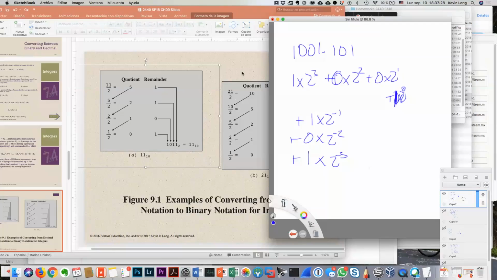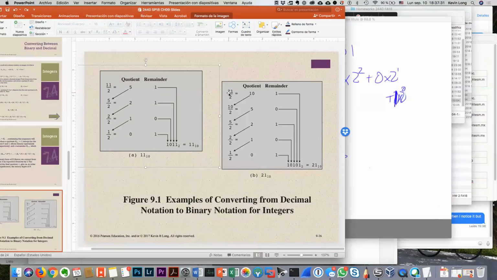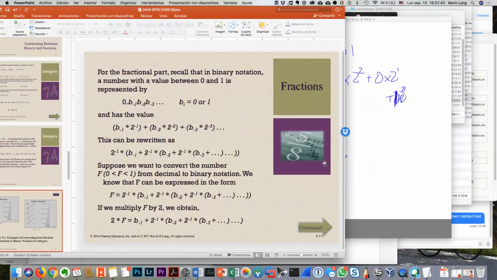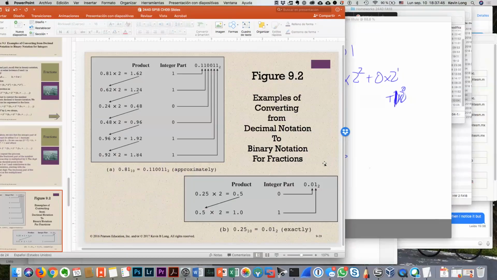If I want to do another one, let's take 21. Divided by 2 is 10, remainder 1. Divided by 2 is 5, remainder 0. Remainder 1, 0, 1. That's 21 in binary. This will work great always. Where we get into trouble is with fractions.